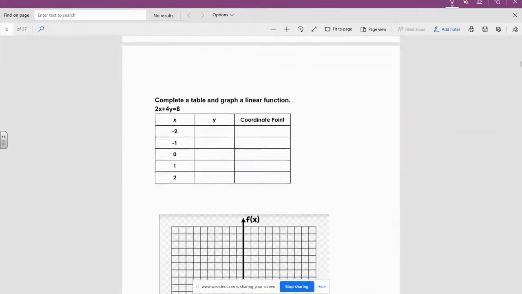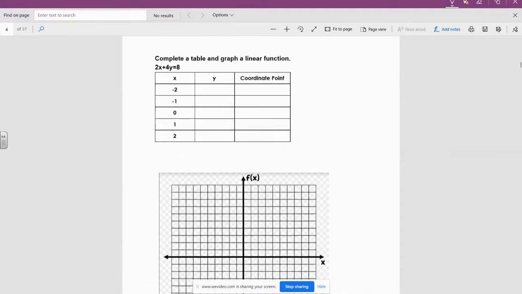So, it's actually page 4 here. This one looks a little bit different. This time the equation is 2x plus 4y equals 8. So again, we know what the x values are: -2, -1, 0, 1, and 2. We have to go find those y's.